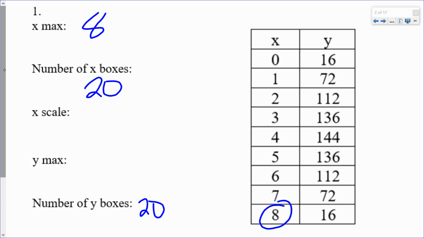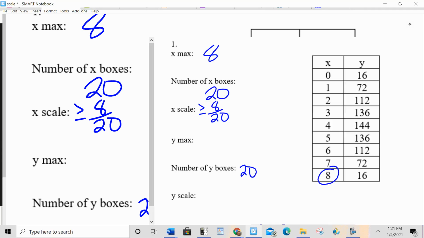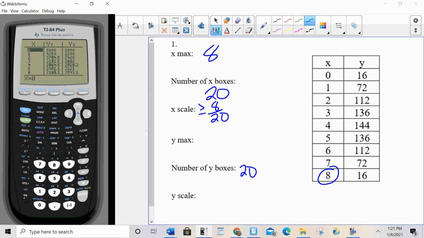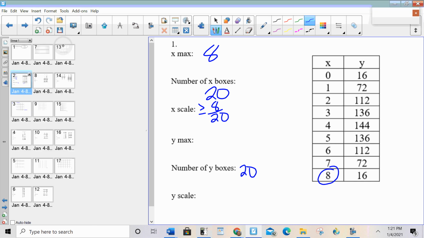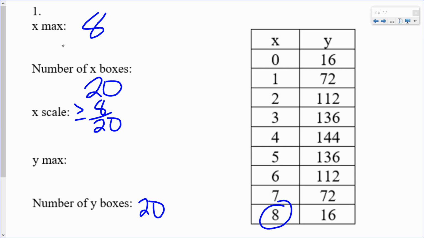So the scale is greater than or equal to the max divided by the number of boxes. Now I'm going to go to my calculator, and I'm going to type in 8 divided by 20. I get 0.4. So my x scale is greater than or equal to 0.4.